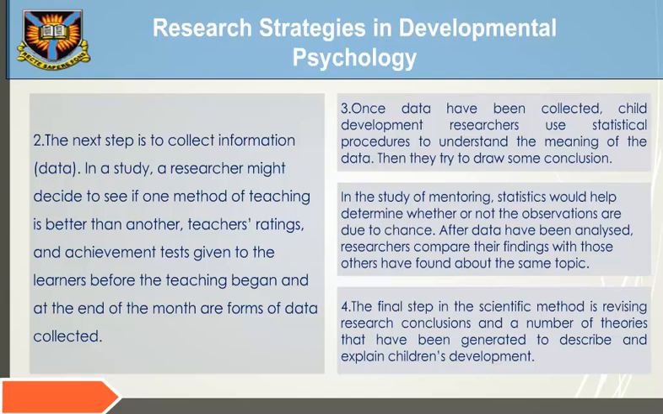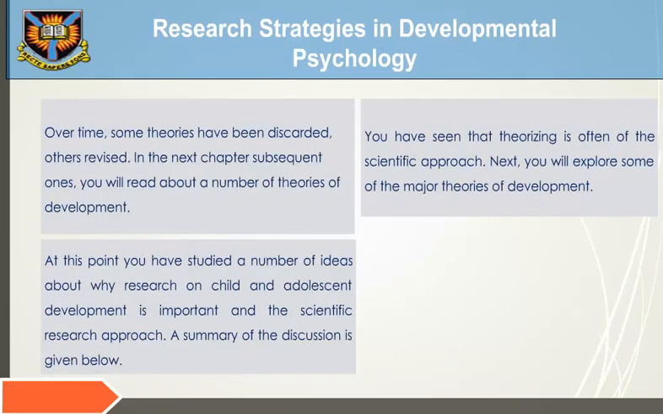4. The final step in the scientific method is revising research conclusions. A number of theories have been generated to describe and explain children's development. Over time, some theories have been discarded, others revised. In the next chapter and subsequent ones, you will read about a number of theories of development.